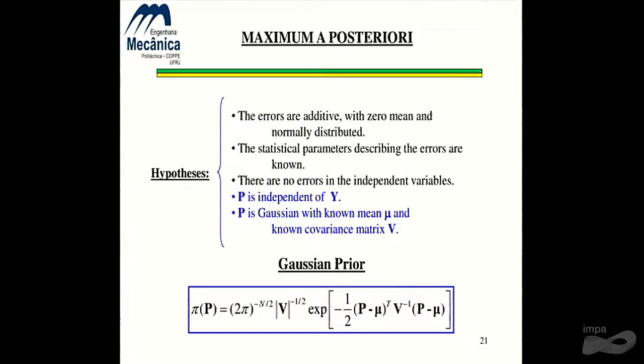This information might be very accurate, and in this case you have small variance for the parameters or for a group of parameters. But it might not be very accurate, and you are modeling the prior in terms of this Gaussian distribution, but with large variances. Many times this is difficult to do.